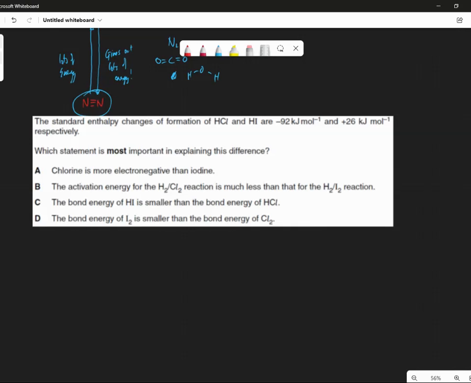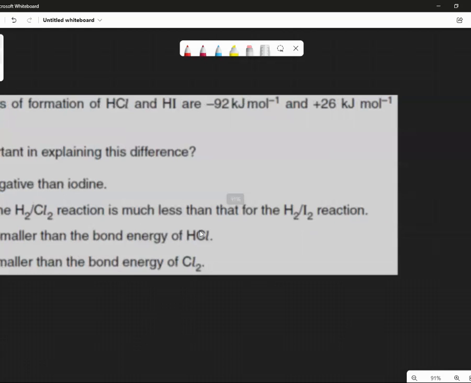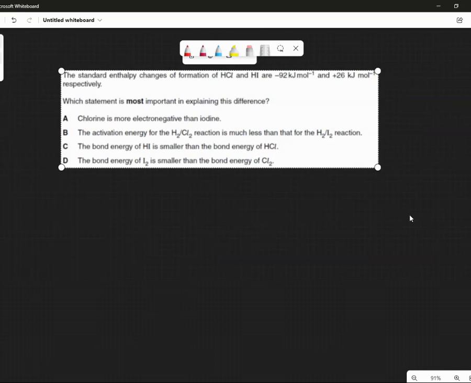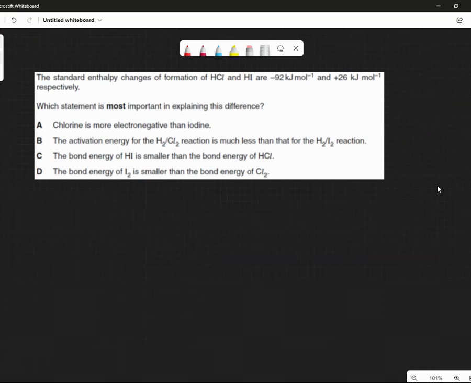All right. See if we can figure this one out. The standard enthalpy changes of formation of HCl and HI are minus 92 and plus 26.